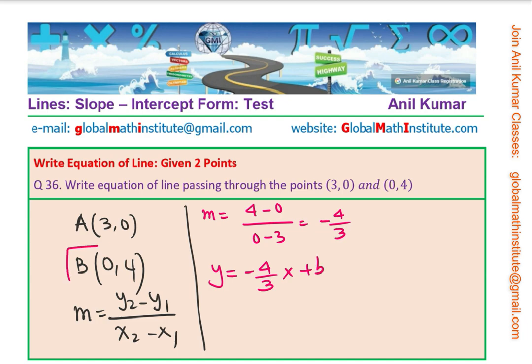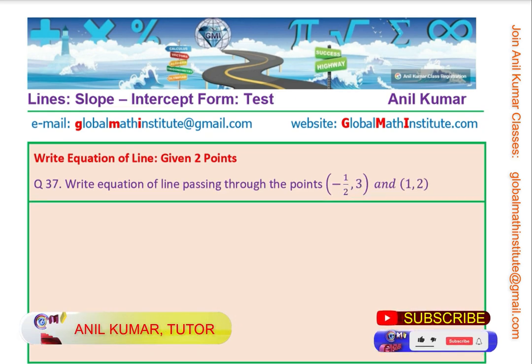Whenever x is 0, b is the y value. So we know here that b equals 4, correct? Substitute 4 here. So we get y equals minus 4 over 3 x plus 4. Makes sense? So that is how you get this equation. Perfect. So with that, we come to almost the end, and here is the last question for you to do.